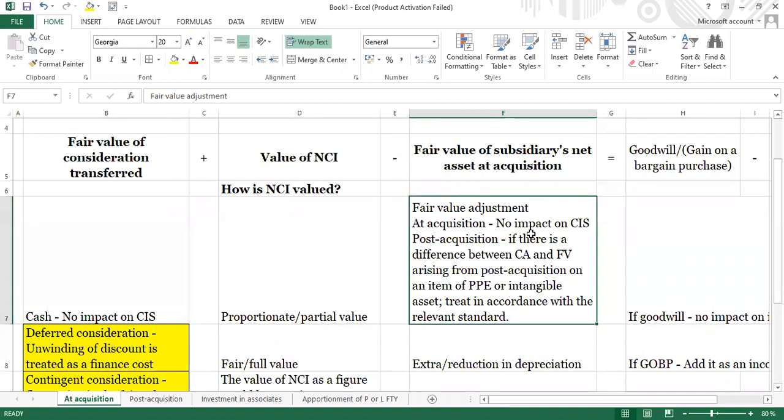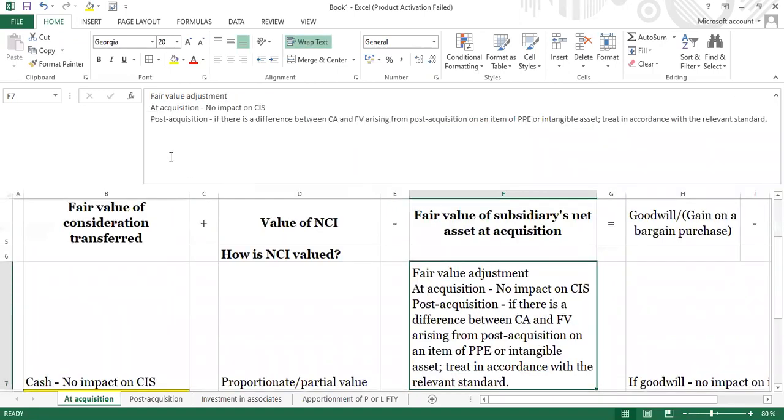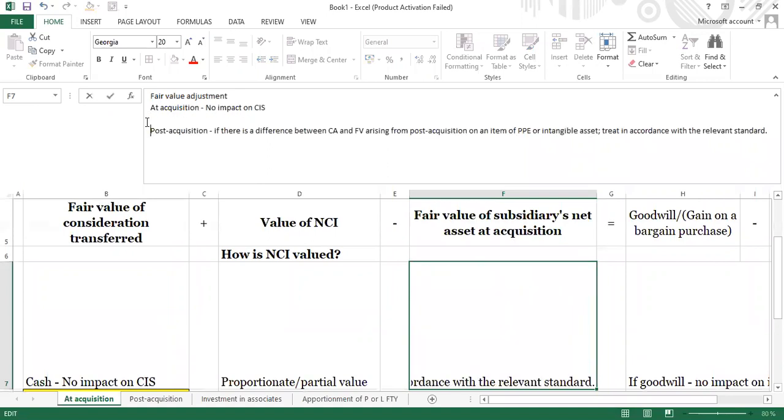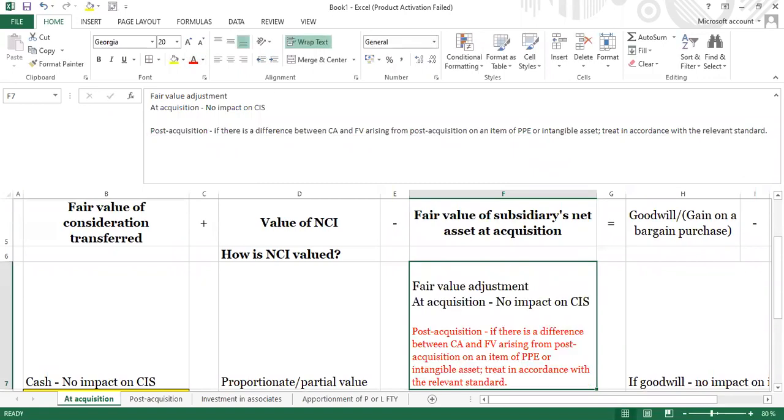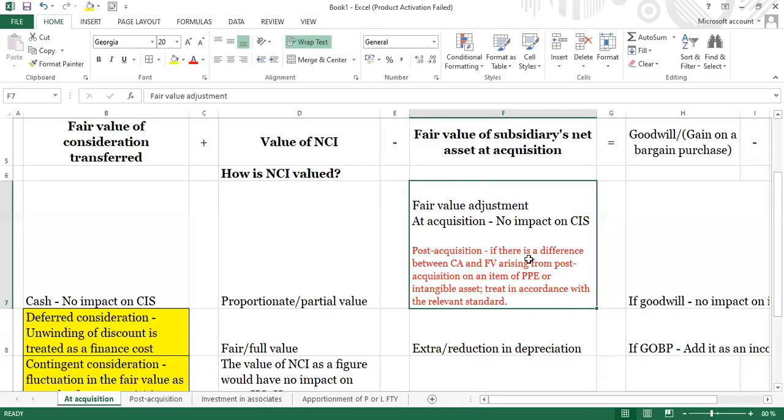But in most questions, you see them testing you on PPE or intangible assets. So if there's an item of PPE that has changed in value post-acquisition, then you need to check whether it will give rise to a revaluation deficit or a revaluation surplus and treat it accordingly in the consolidated income statement. That post-acquisition area, I will see how I can paint it as well, so that we can have areas affecting the profit or loss painted out and identified.